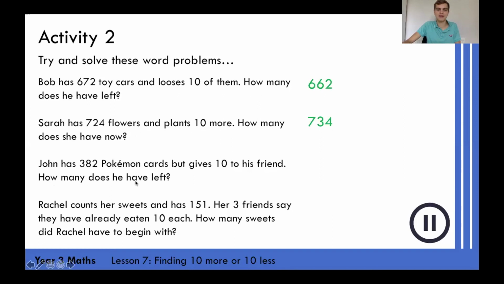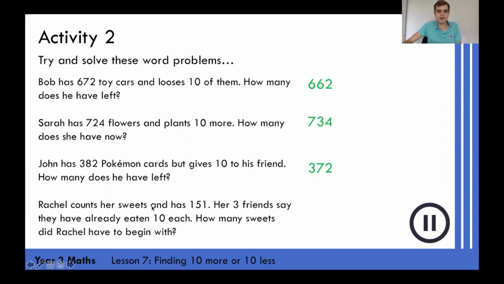Okay, John has 382 Pokemon cards, but gives 10 to his friend. How many does he have left? Oh, I like the word left there. That's a big clue that tells me that some of them have gone, and he's giving 10 to his friend. So we need to find 10 less than 382. So here I've got 8 tens, and I'm going to find one less. So taking 1 ten away, now I've got 7 tens. So 372. Well done.